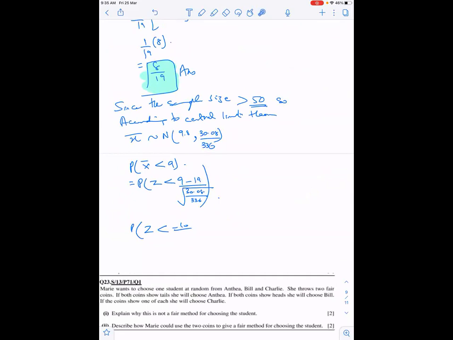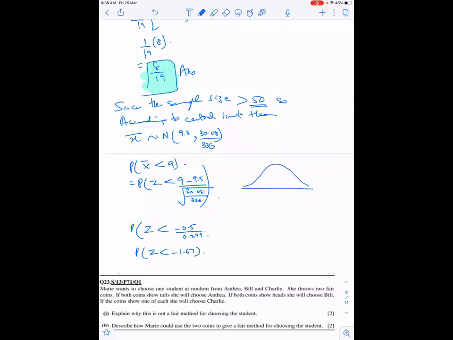And you have to find the probability that the mean is less than 9. So I'm standardizing it: 9 minus the value of the mean, which is 9.5, divided by the square root of this here. I'm calculating this and I will get the probability. 9 minus 9.5 is 0.5 on the top, divided by the square root of 30.08 divided by 336. Okay, so it's 0.299. 0.5 divided by this is coming out to be probability z is less than minus 1.67.